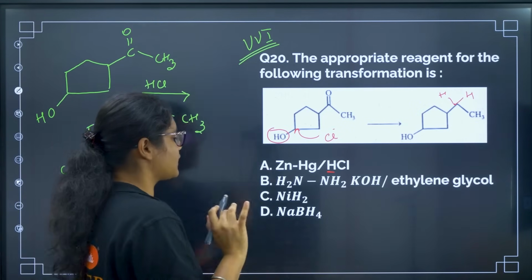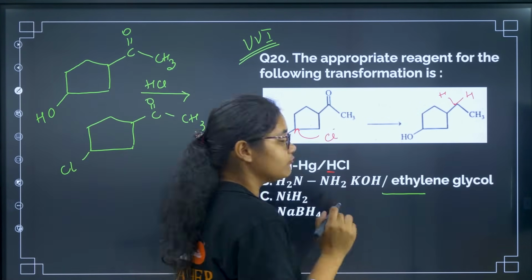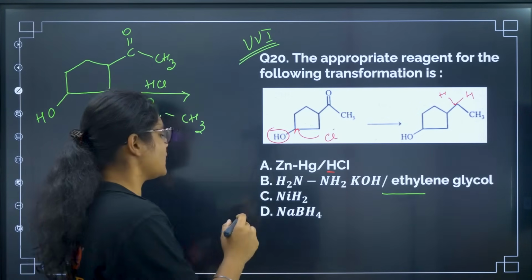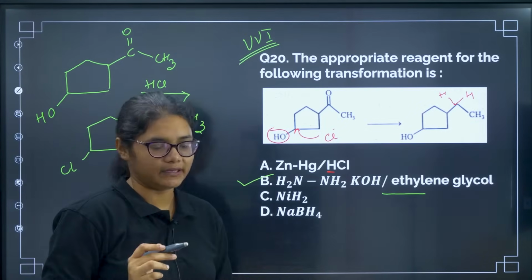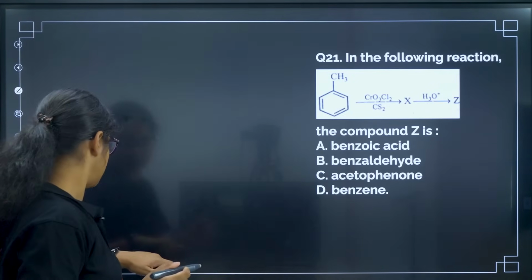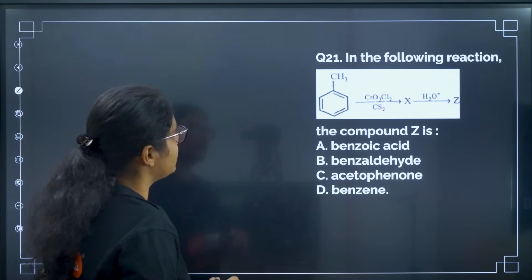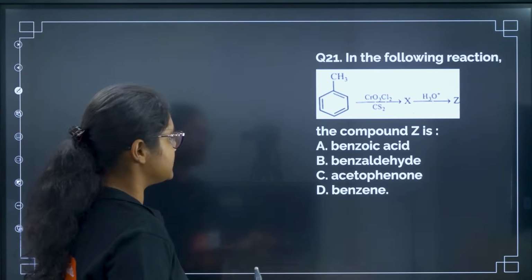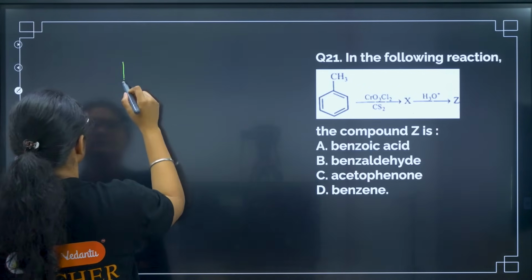So that is why the correct reagent in this case will be your Wolff-Kishner reduction. The correct answer for this question is option number B. Okay. Now let us see the next question. In the following reaction, what is the compound Z? So you can see, very easy one, this one.